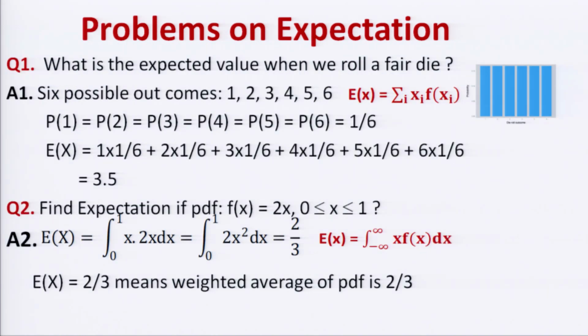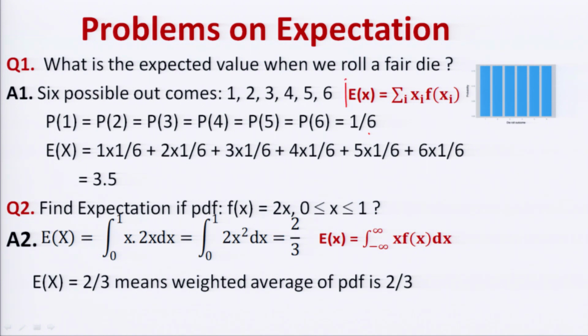To better understand expectation, let us see a few examples. The first one is: what is the expected value when we roll a fair die? What is expected to come out numerically? Here you can understand the concept of expectation. A die is rolled, the possible outcomes are 1, 2, 3, 4, 5, 6, and each has probability 1 by 6. This is a very elementary concept: if a die is rolled, the probability of every number is 1 by 6.